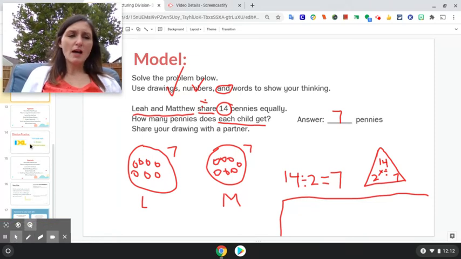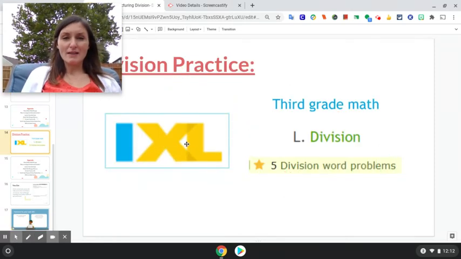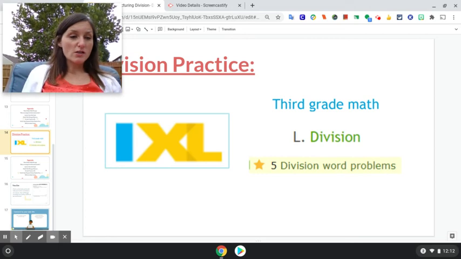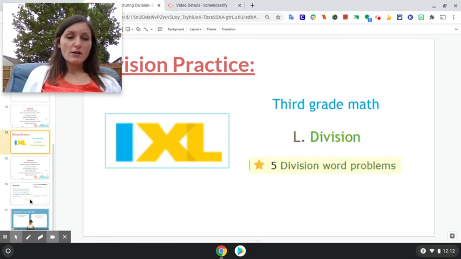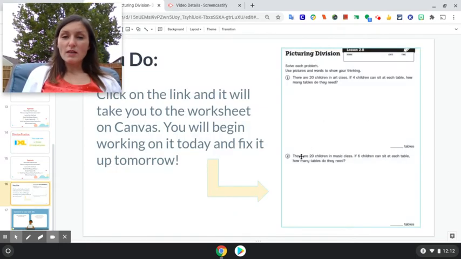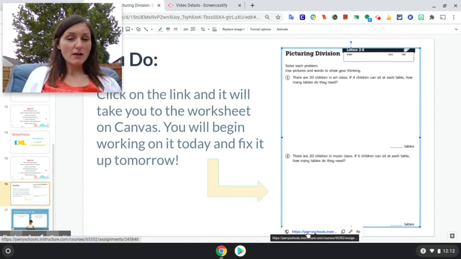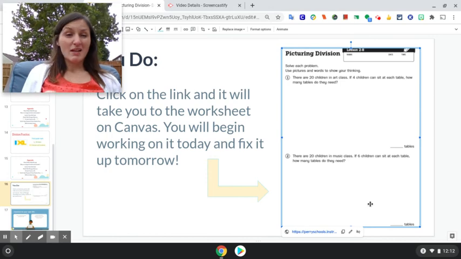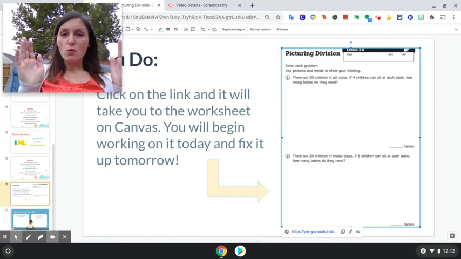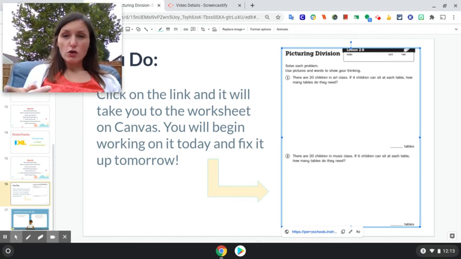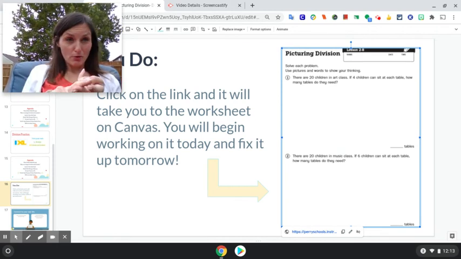To help you with this, I'm going to have you work on this IXL practice division. This is going to give you some helpful ways of trying different strategies. Then you're going to come here. If you click on this picture, it will take you to another Pear Deck where it's just this problem. It's going to be on 2 different pages. You're going to work on that today, showing me different strategies of how you could solve this, using words, numbers, and pictures to help you.